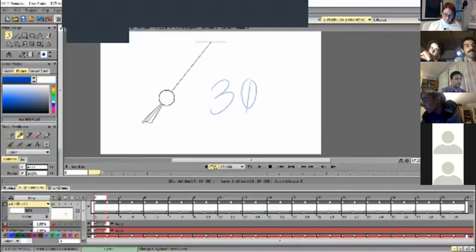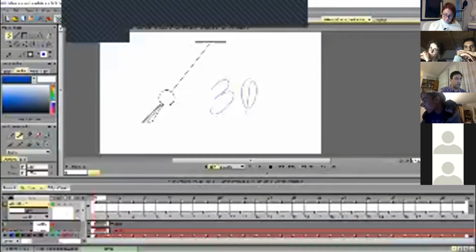But the number of the frames depends on the nature of the pendulum. It's not a fixed number. It can change.